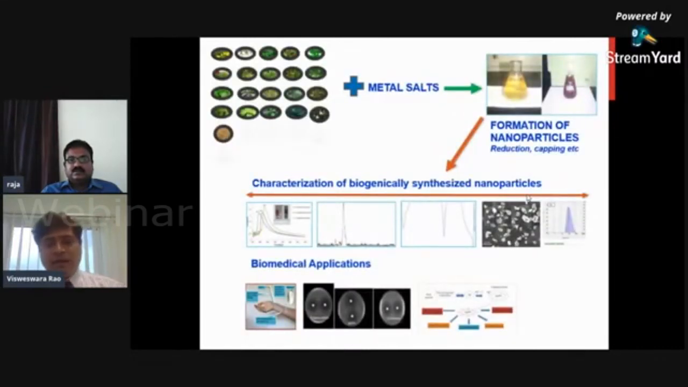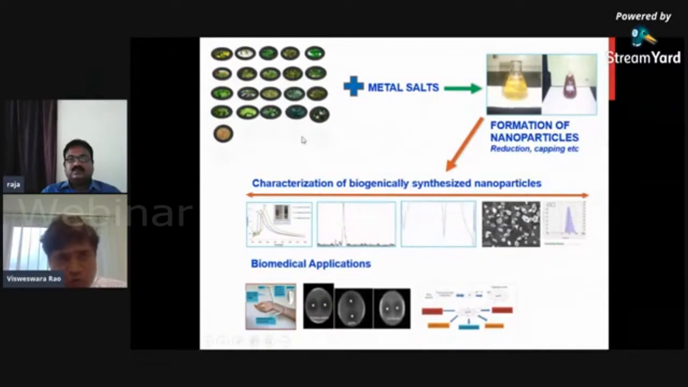This slide which I was talking about has to be on the top. Anyways, we still have this slide here. These are various types of plant materials I have used, and we combine them with the metal salts. You can observe the silver nanoparticles. Physically, we confirm that the change in color may indicate nanoparticles.